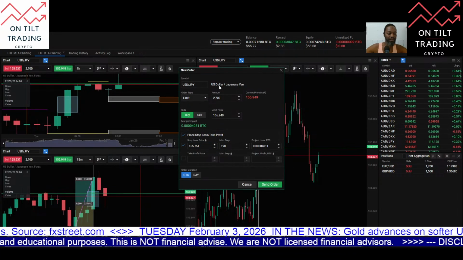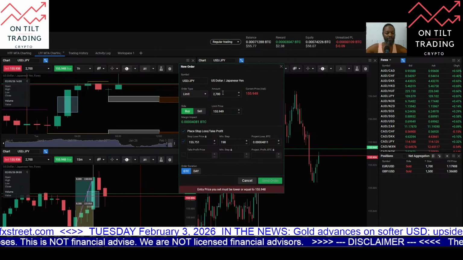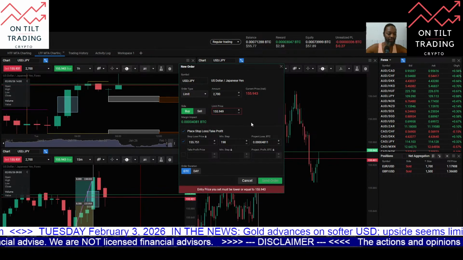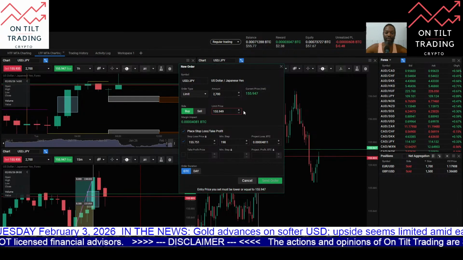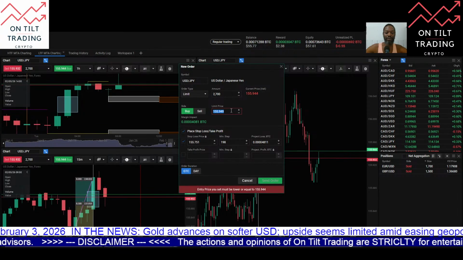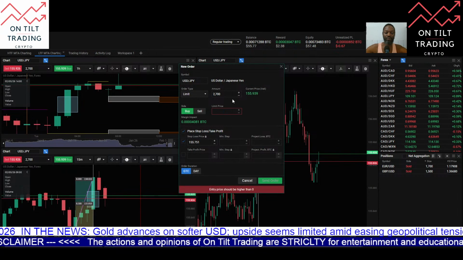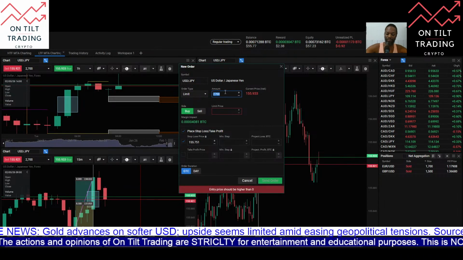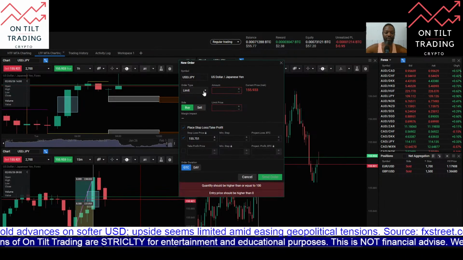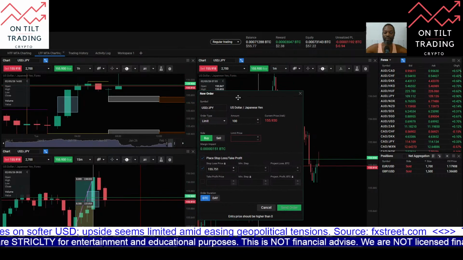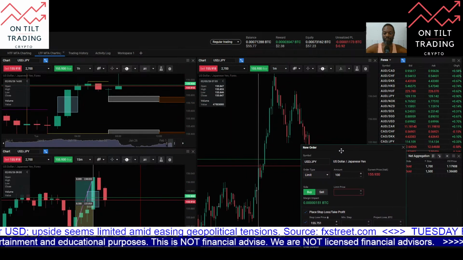Seems like sell side is returning on Euro USD and Pound USD. And then I don't know where my entry will be yet, so I'll do that. Okay.